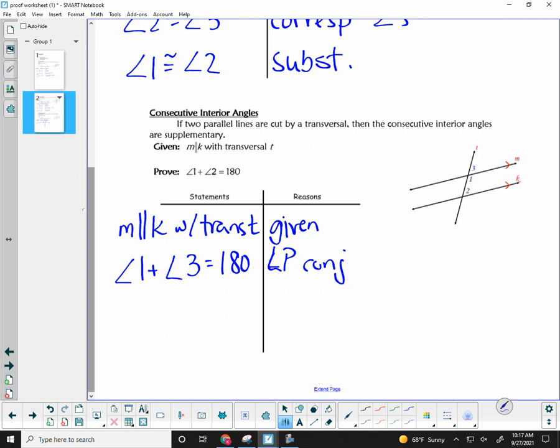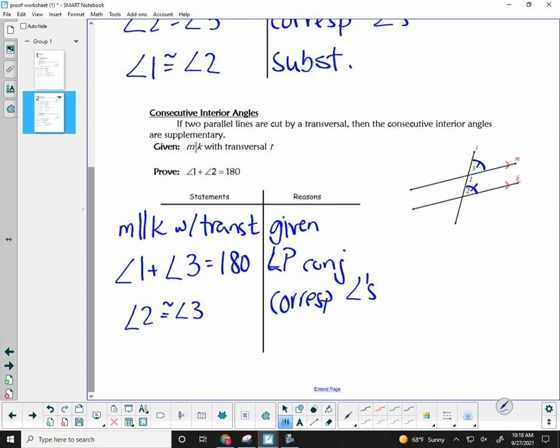I don't really have a good way of marking those. Okay, what about vertical angles? Do we have any vertical angles? Nope. Do we have any corresponding angles? Yes. So we know angle 2 is congruent to angle 3. That's my corresponding angles. So I know 2 and 3 are congruent.